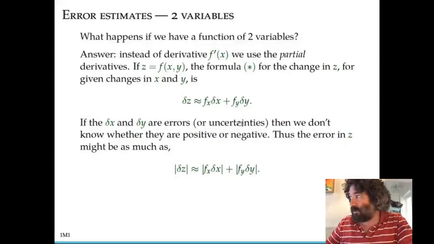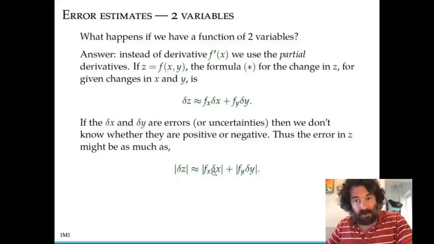Now, of course, you don't know the sign, whether delta x is positive or negative, whether you overestimated or underestimated. And so in order to get a most pessimistic estimate possible, we take the modulus of both the terms. Of course, it's possible these errors could cancel out, but we would take the modulus in case they add together because you don't know. And so the size of the error, delta z, is estimated by this formula.